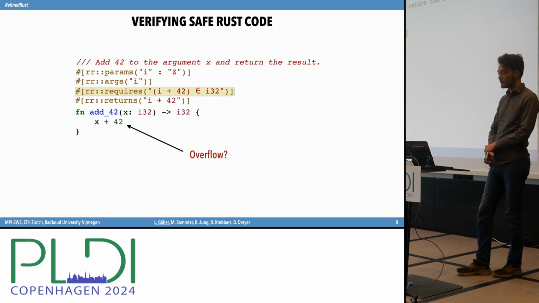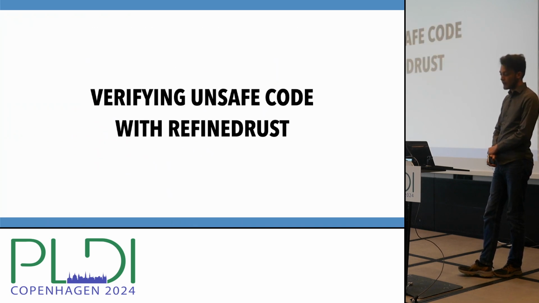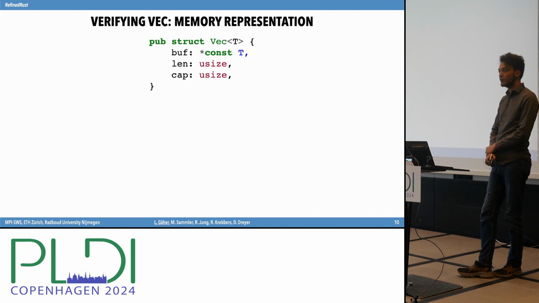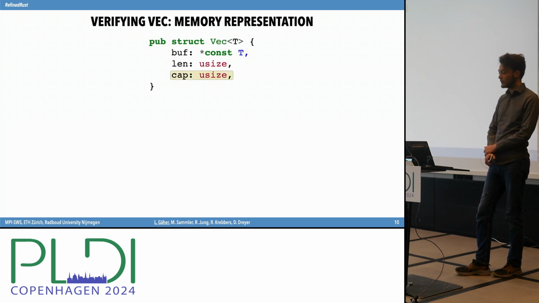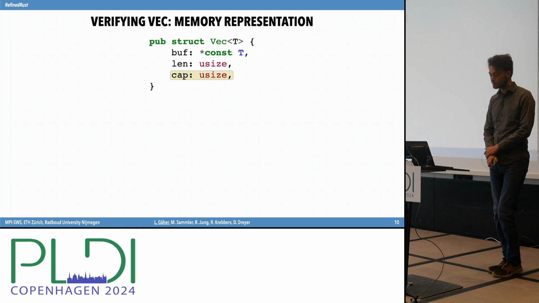Let's look at a more involved example involving actual unsafe code. And for that, let's look at a variant of the Vec library for dynamically growable arrays that I mentioned earlier. The vector basically has a raw pointer to a buffer, a length field with the number of currently stored elements in the buffer, and a capacity field storing how much memory is currently allocated for the buffer.